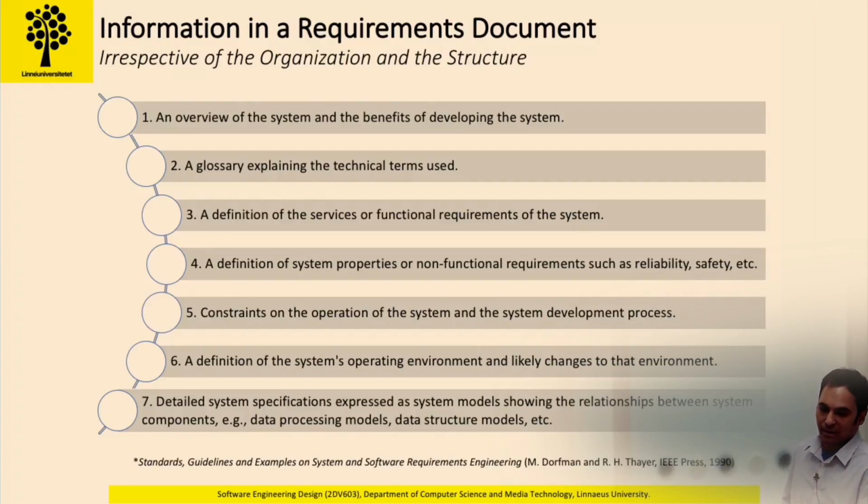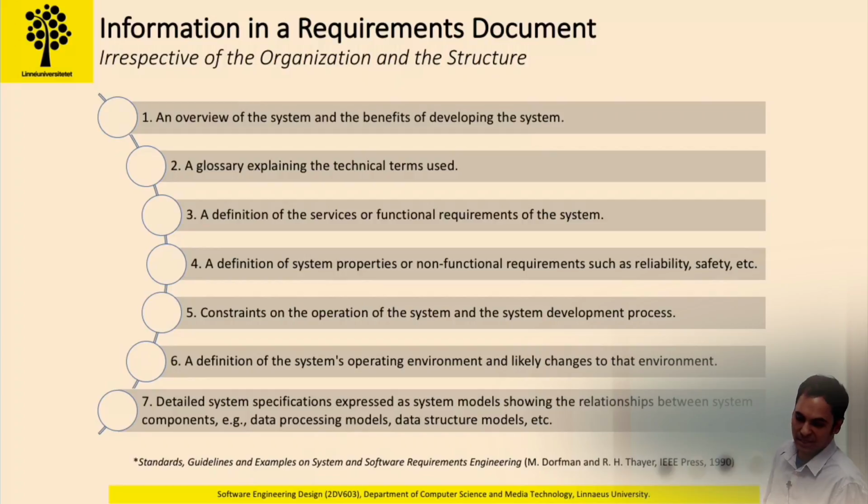So regardless of the organization and the structure, I showed you two structures of the document. This information is important and should always be in your requirements document. The first thing is the overview of the system: what the system is about and what it does, what the benefit of the system will be, and who the beneficiary of the system will be. And the glossary explaining the technical terms, similar to the previous structure. The definition of the services or functional requirements has a separate section, because this is the most concrete and most important to the end users.